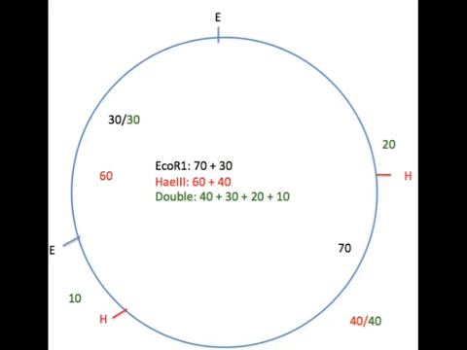In summary, starting at 12 o'clock with our EcoR1 digest, we have 70 and 30 kilobase fragments. Then starting at the first HAE3 cut, we have 40 and 60 kilobase fragments. And going clockwise with the double digest, we have 20, 40, 10, and 30 kilobase fragments. So I think we've solved the problem.